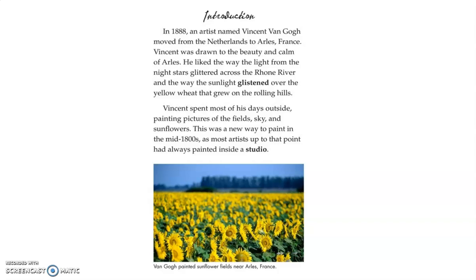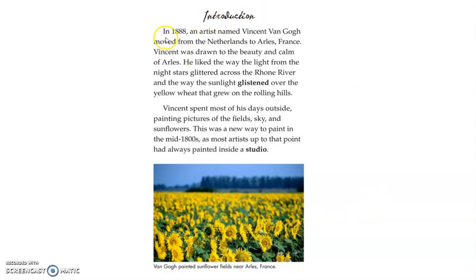Okay, so now that we have an idea of what it means to visualize, I am going to show you how to do it as you are reading. I'm going to read this page very quickly, and then I'm going to tell you what I'm thinking when I'm visualizing. I can also show you a picture of something that I did visualize. Okay, so let's start reading.